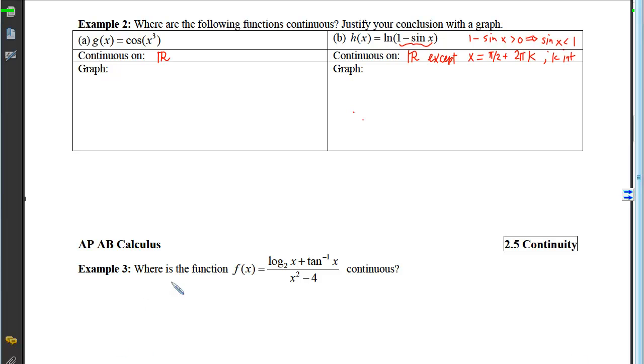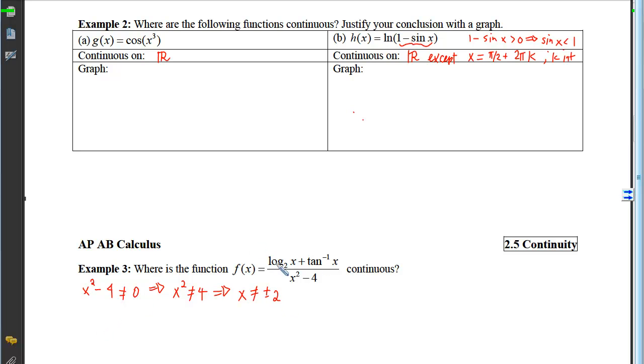With example 3, it asks, where is this function going to be continuous? So the function will be continuous as long as we don't abuse any of our domain criteria. So that means we cannot divide by 0. So x squared minus 4 cannot equal 0, which means x squared cannot equal 4, which means that x cannot equal plus or minus 2. So that's one piece of the real number options that we have to throw out.